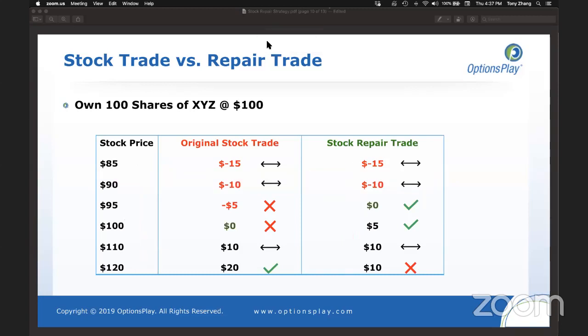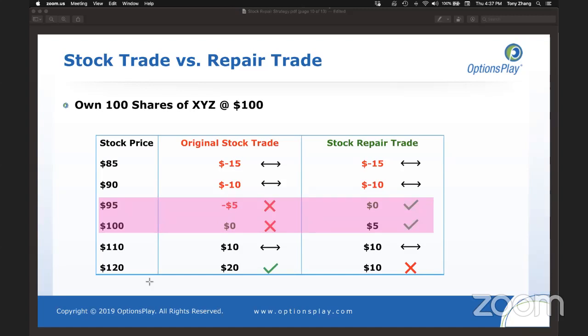So it's important to understand that it's really only in this one specific area where the repair trade outperforms owning the underlying stock. In all other scenarios, if it moves significantly lower or significantly higher, it will either perform as well, if not worse, than the original stock position that you have. So you have to ask yourself, do I believe the stock is going to rally relatively small amounts?